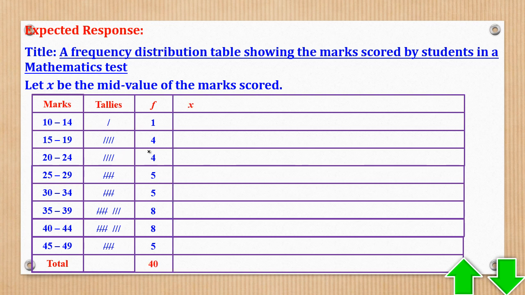They wanted the mean, so we need to get the values of x. So this plus this over 2, this plus this over 2, this plus this over 2, this plus this over 2, this plus this over 2, this plus this over 2, this plus this over 2, and this plus this over 2.